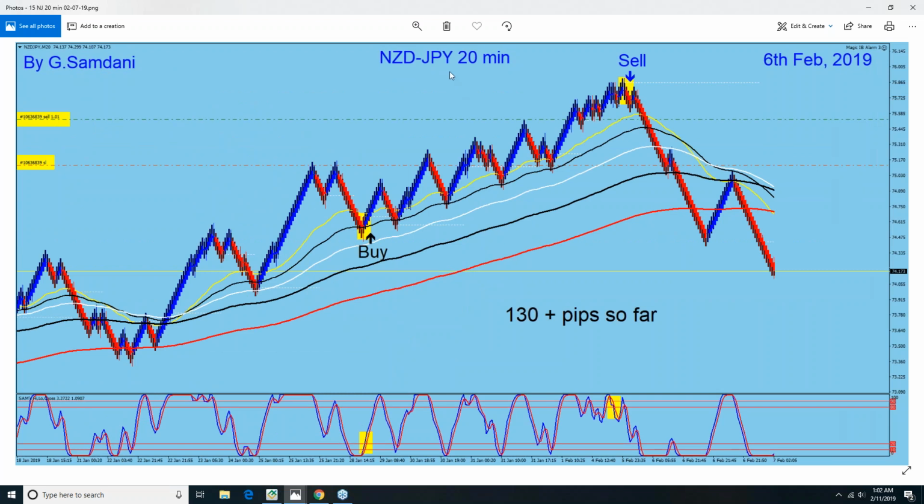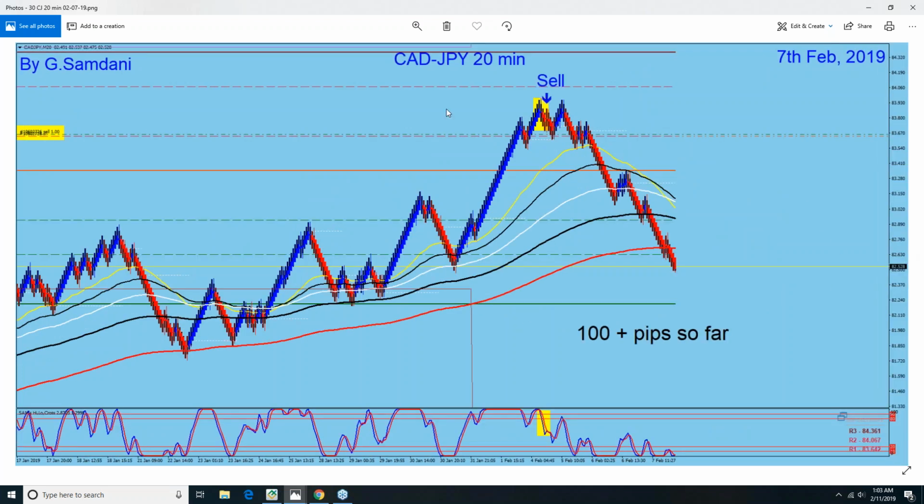New Zealand Yen, because of the yen strength and New Zealand weakness, this is the top area. There was a resistance here, and because of that I took this short. This is my SL, this is my entry here, and it went down 130 pips on the 6th. And this is CAD Yen, same thing. Yen was taking a turn to the downside, and all yen pairs went down. So I took advantage of CAD Yen, Aussie Yen, and New Zealand Yen. It went down from the top all the way down here.